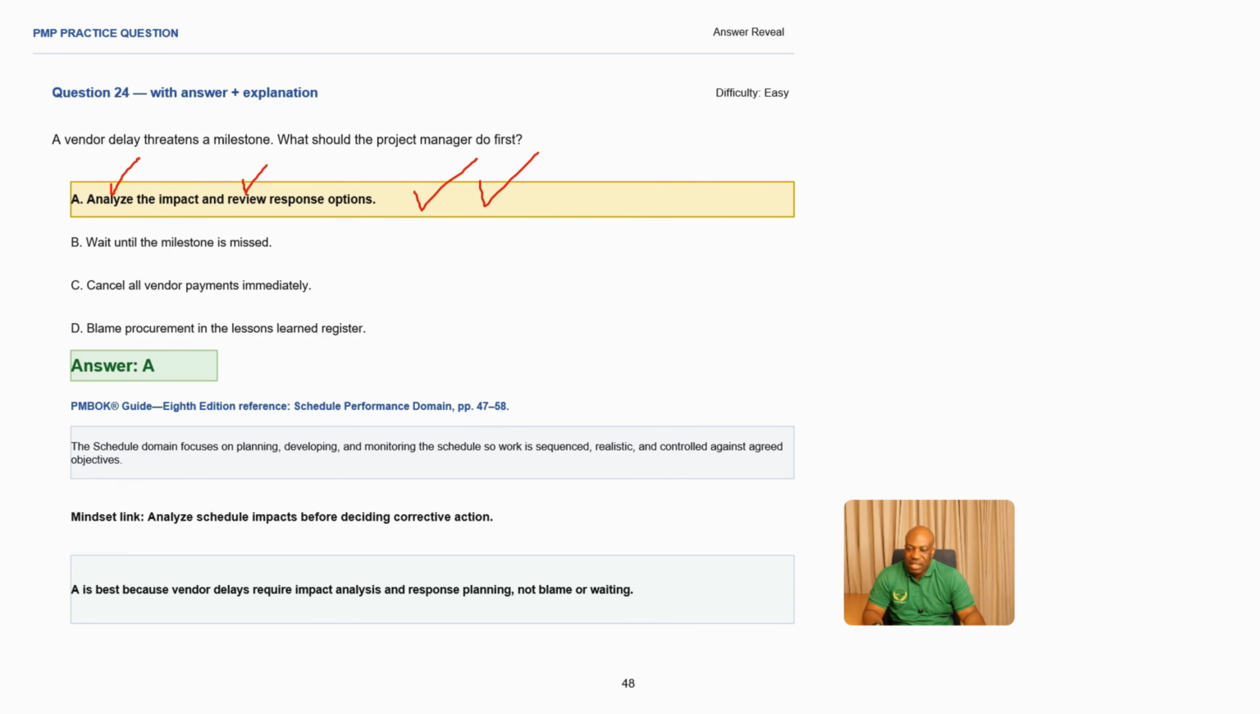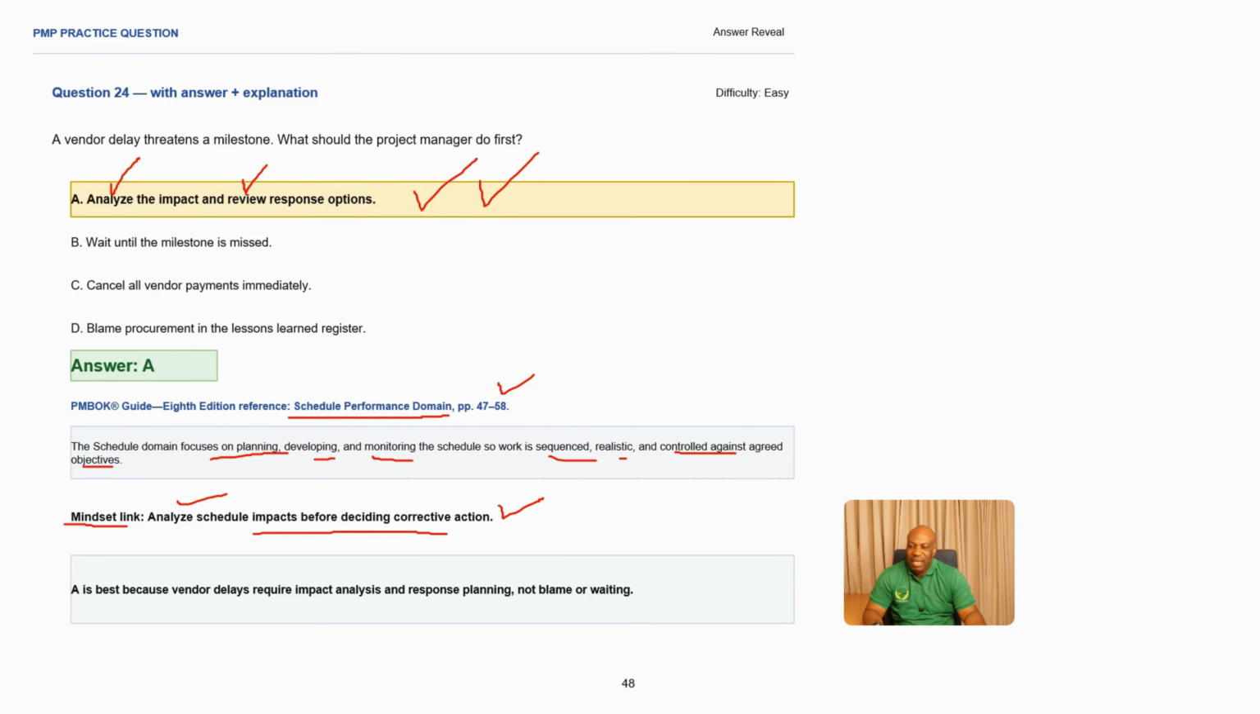What is our reference here? Schedule performance domain, which is on page 47 of our PM book. What does it say? Schedule domain focuses on planning, developing, and monitoring the schedule so that work is sequenced, realistic, and controlled against agreed objectives. So what is the mindset that we use for this? You need to analyze the schedule impacts before deciding on corrective action. You need to understand the issue first.